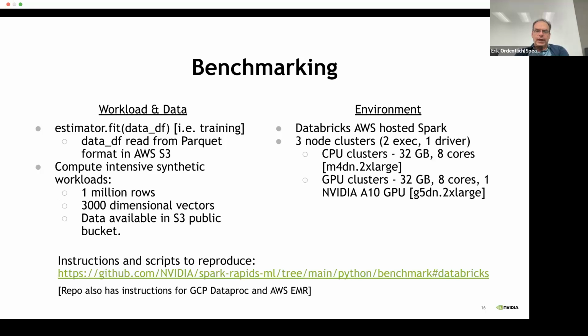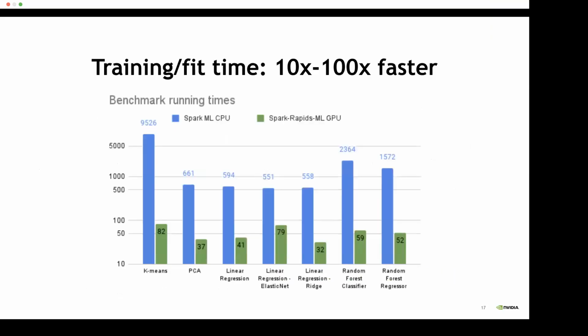Okay, so this link will take you to a part in our repo with instructions on how to reproduce the benchmarking, the results for which I'm going to show you in the next few slides. And one level up from there, you will find instructions for running benchmarks in GCP Dataproc as well as AWS Elastic MapReduce. Does this work in Databricks too?